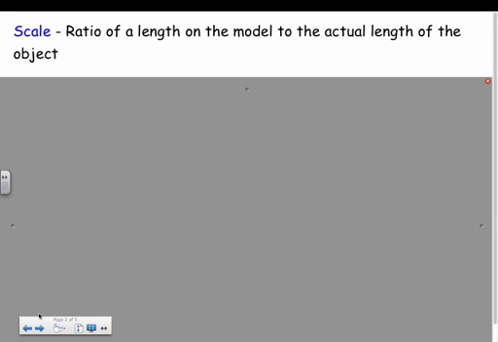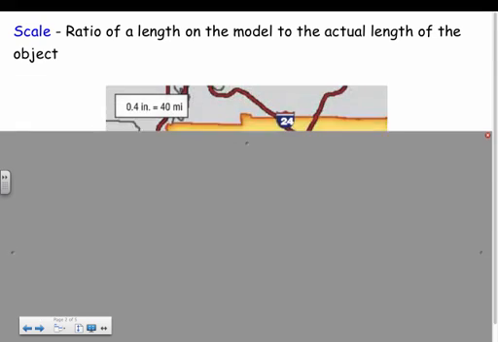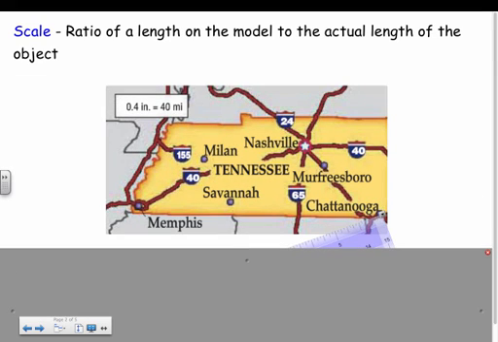First things first, the scale. A scale is the ratio of a length on the model to the actual length of the object. When I think of scales, I always think of maps, because maps usually contain a scale. For example, here would be my scale: every 0.4 inches on this map is actually 40 miles in real life. So 0.4 inches on the map represents 40 miles in real life. That'd be my scale.